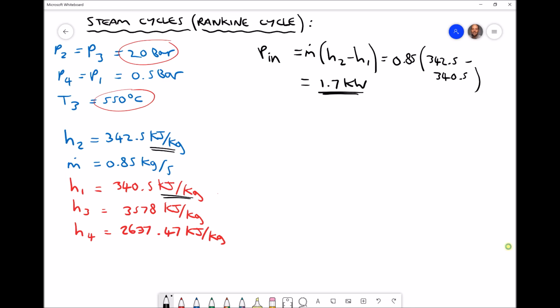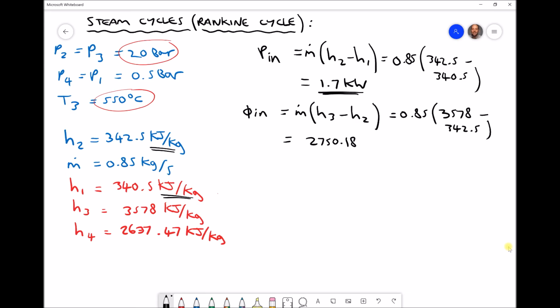Once we exit the pump, we enter the boiler. So we have phi in at the boiler, the rate of heat energy transferred into the steam. Once again, it's the mass flow rate times H3 minus H2 this time, because position 3 is at the exit of the boiler and position 2 is at the entrance. 0.85, H3 is 3578, H2 is 342.5, giving us a phi in value equal to 2750.18 kilowatts.